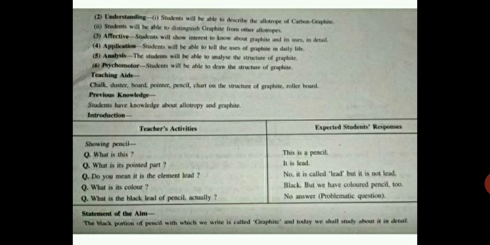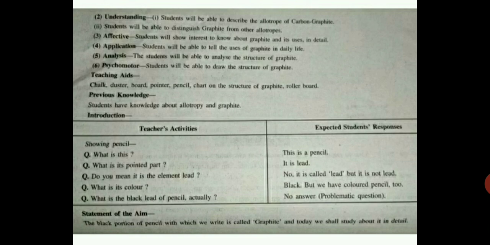Now the pupil teacher asks, what is its color? Some children will say black, some will say grey, and so on. Then the teacher will ask, what is this black lead of the pencil actually? If it is not lead, Pb, then what is it actually? It will become a problematic question because the children do not know the answer. So here you will write, the children give no answer, and thus it becomes a problematic question.